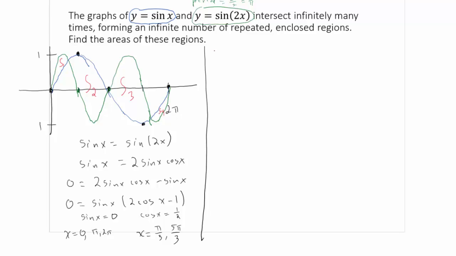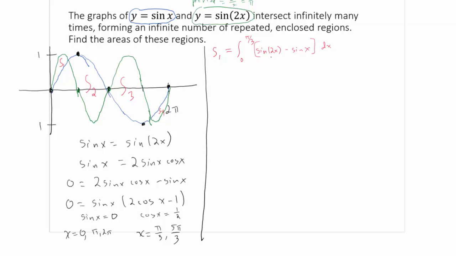All right, so what's the area of S1? Well, S1 would be the integral from 0 to pi over 3. Over that interval, we would have sine 2x minus sine x, and I would have to integrate that with respect to x. Now, on this one, you're going to have to use a little bit of a substitution here. So let's do this one out first.